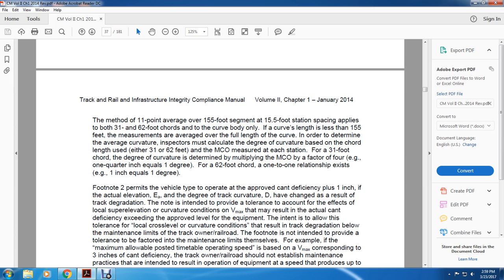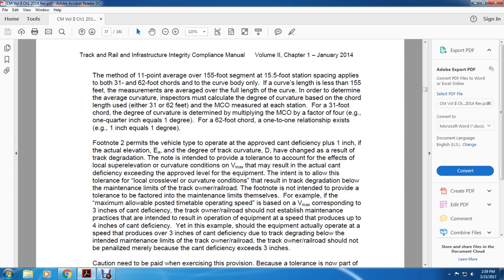The inspector might calculate the degree of the curve based on the chord length, using the 62-foot chord mid-chord offset measured from each station. For the 31-foot chord, to determine the degree of curvature, multiply the mid-chord offset by a factor of 4, or 1/4 of an inch equals 1 degree. For the 62-foot chord it is a 1-to-1 relationship: 1 inch equals 1 degree.